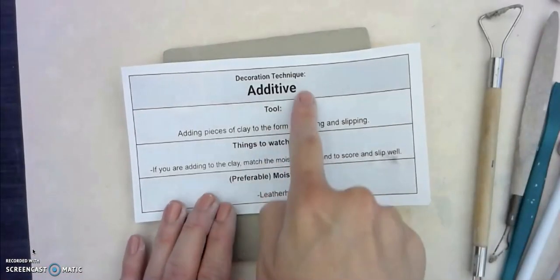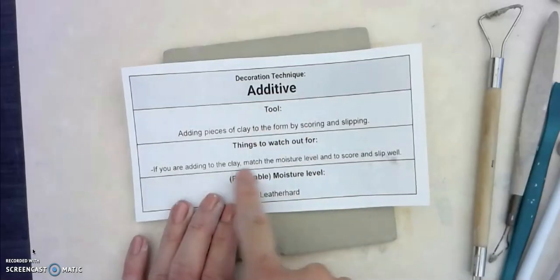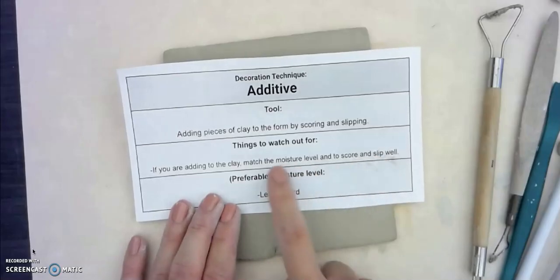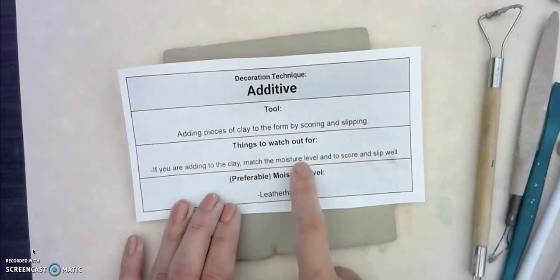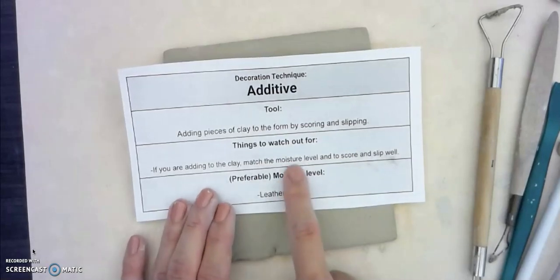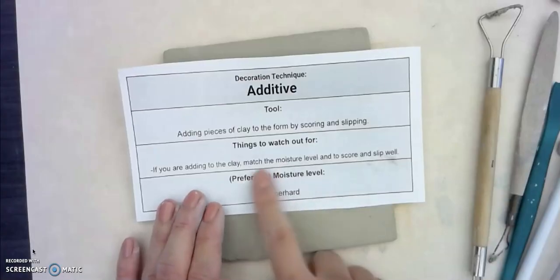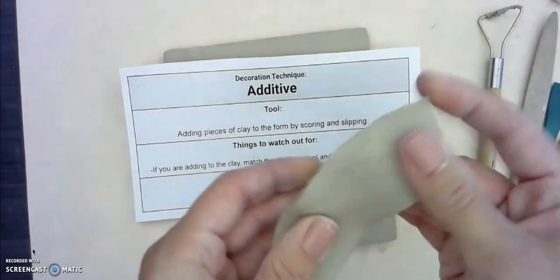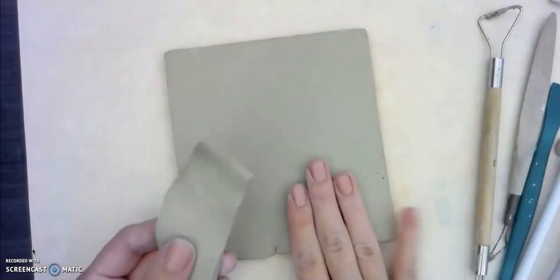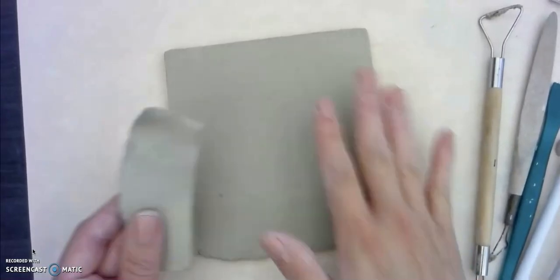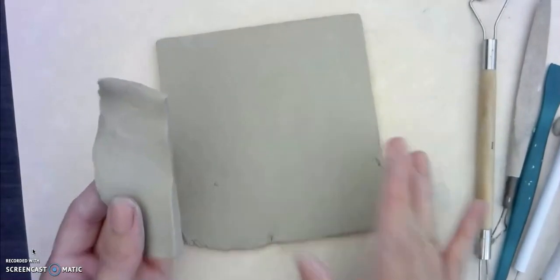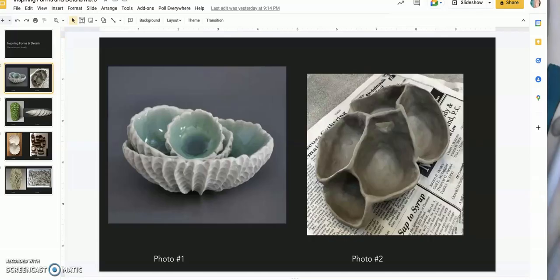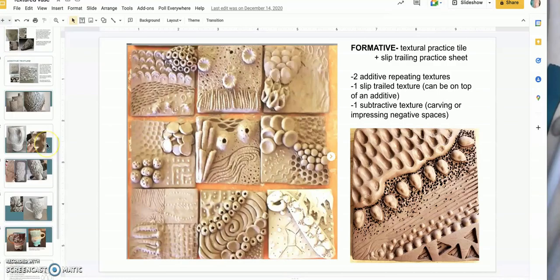So things to watch out for when you are doing additive techniques. If you're adding to the clay, match the moisture level to score and slip as well. So if your clay is really dry and the clay you're trying to attach is super wet, it's not going to attach very well. And ideally, additive works better when the clay is leather hard, because even if you have super soft plastic clay, if the clay is leather hard, those two moisture levels are very similar. If this was super, super firm, it might be hard for me to add this much softer clay. So many possibilities for additive textures.